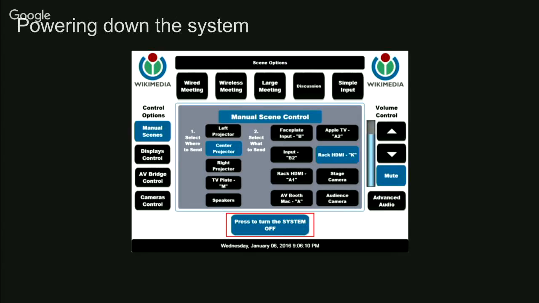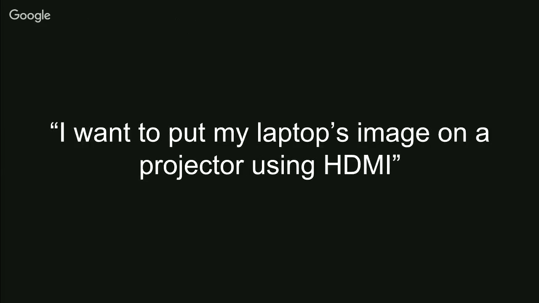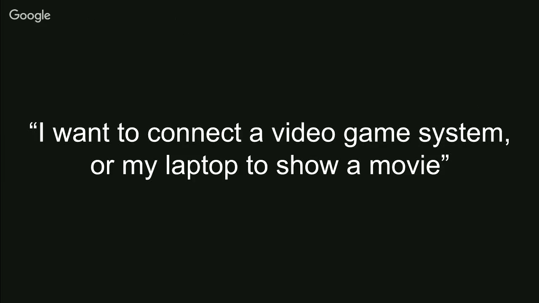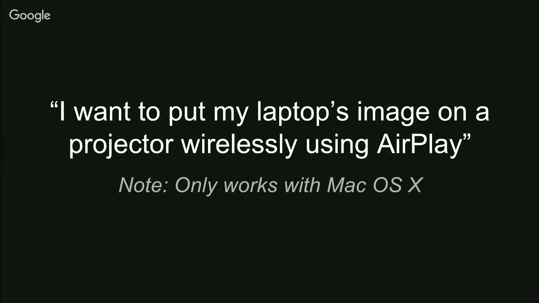You can click simple input up here, and basically all that does is drop the center screen, and only the center screen, and then it routes video to the screen from faceplate input B2. It's just this loose cable over here. You just plug that into your video output and you're good to go. It'll also route audio from that input to the system. Same deal here. If you want to put your laptop's image on a projector using HDMI, you can click the simple input preset or any other preset that meets your needs.